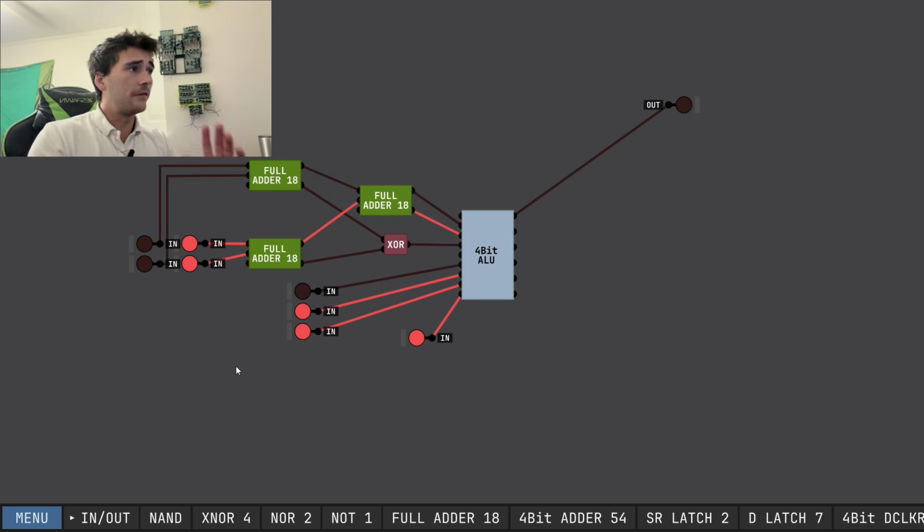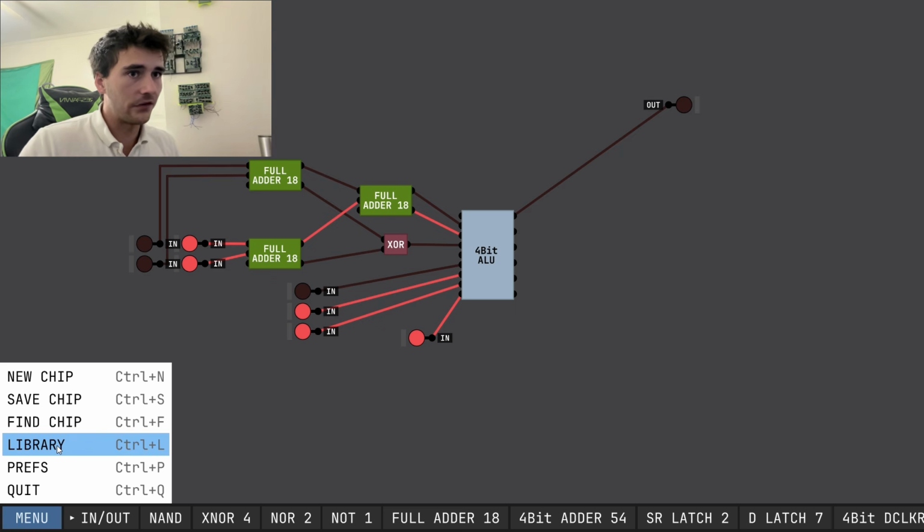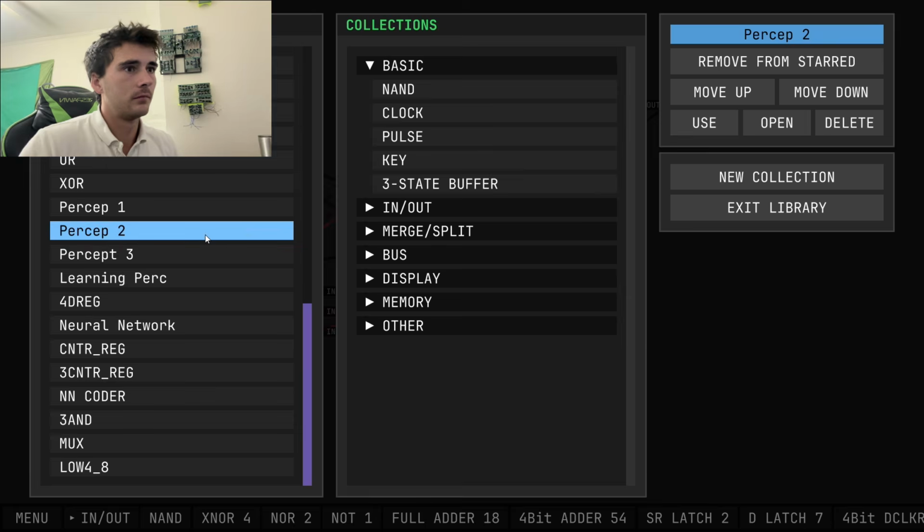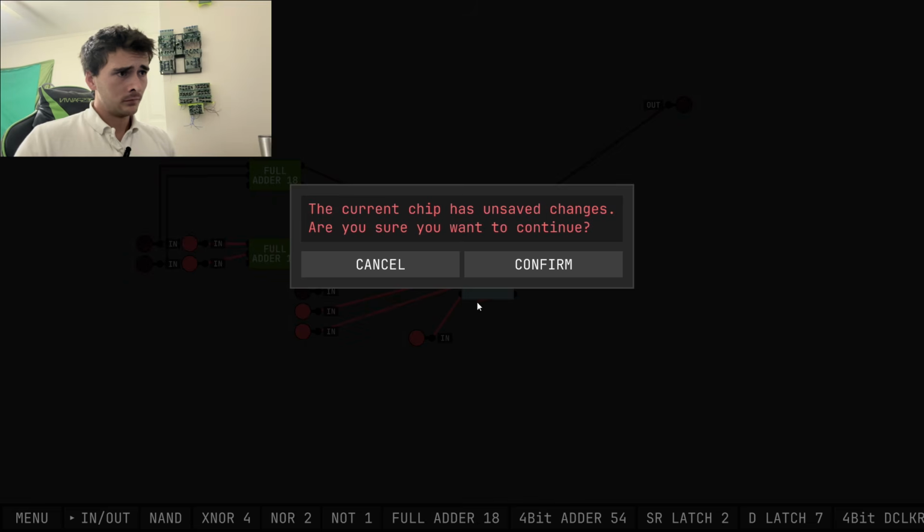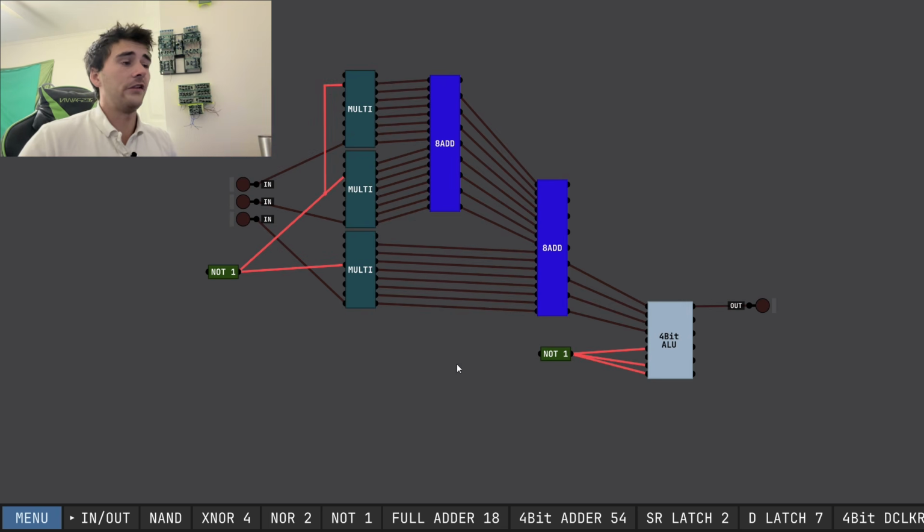So that is the first model of our Perceptron. A little baby model, really. So let's go into the second one. So this is the second model. And this one is a little more complicated.